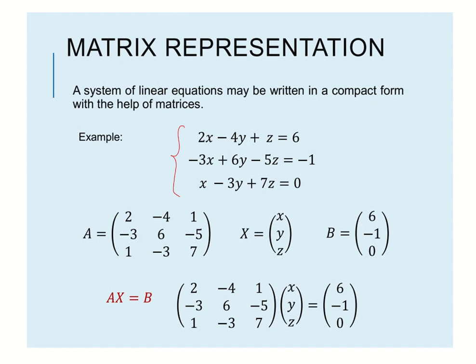First, we take the coefficients of the variables. The coefficients for x are 2, negative 3, and 1, so we make that the first column of the matrix. Then we have negative 4, 6, negative 3, which forms another column, and 1, negative 5, 7, another column. So we take the coefficients of the variables to form a matrix and let it be matrix A.